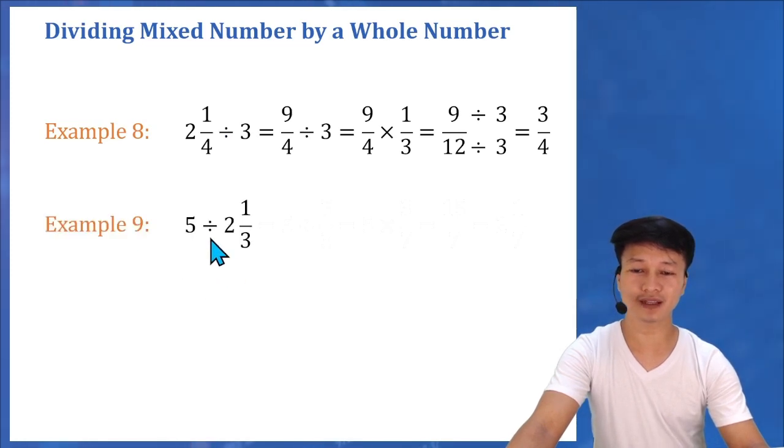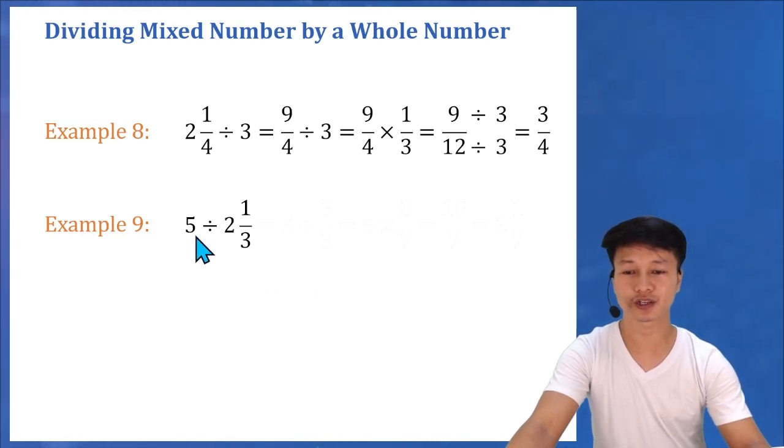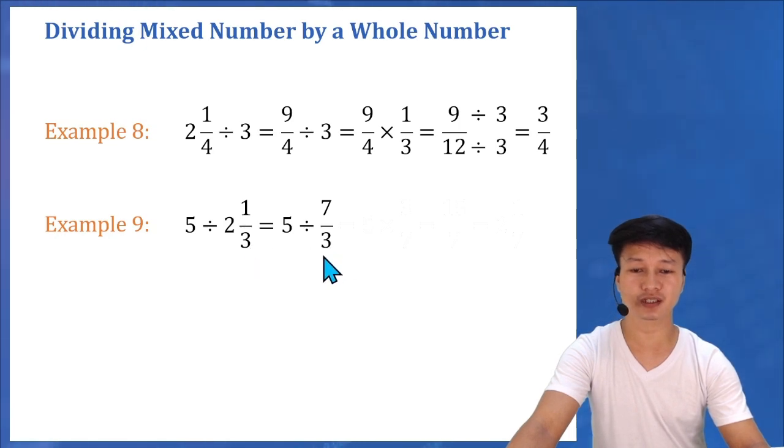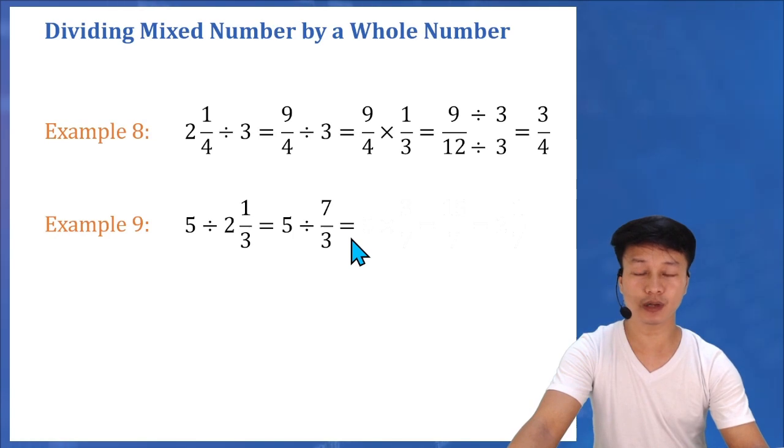We have 5 divided by 2 and 1/3. This time, a whole number is divided by a mixed number. So before anything else, we are going to convert first the mixed number into its equivalent improper fraction. So just copy 5 divided by, so here we have 3 times 2 is 6 plus 1 is 7, and then copy the denominator of the mixed number which is 3. So we have the new expression 5 divided by 7 over 3. And now we can proceed to multiplication.